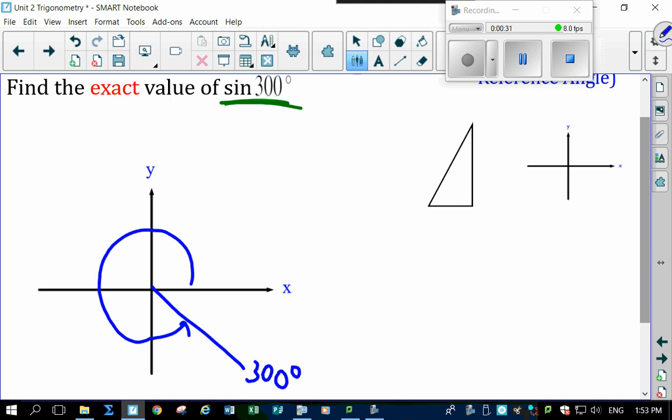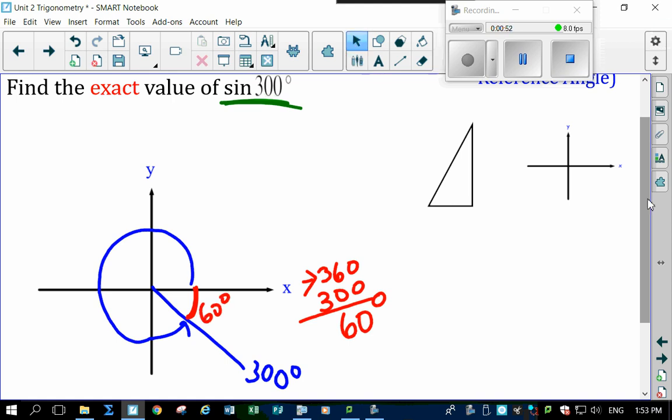But remember, we always dealt with reference angles every single time. So I'm kind of curious, what is this reference angle? Well, it's close to 360, but I'm not quite there. I'm at 300. So the reference angle has to be 60 degrees. That's the reference angle right here. Well, that's cool. That's easy enough to do.